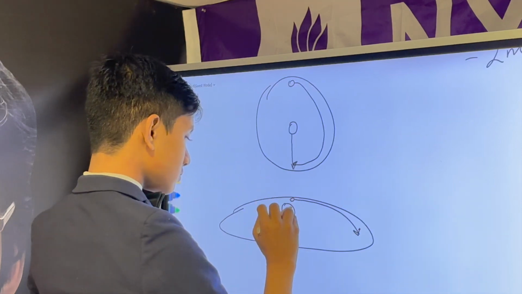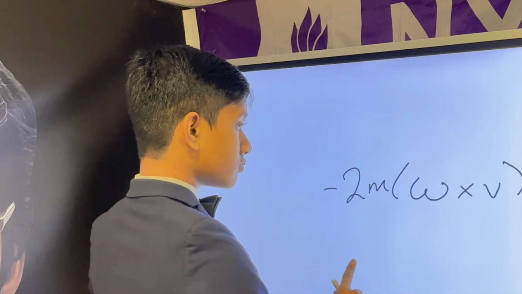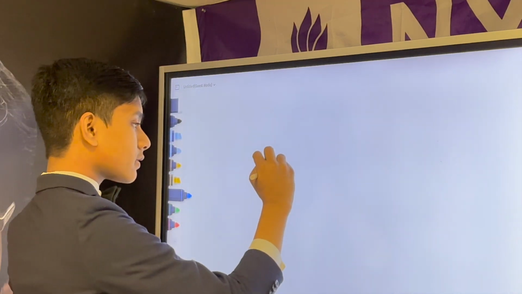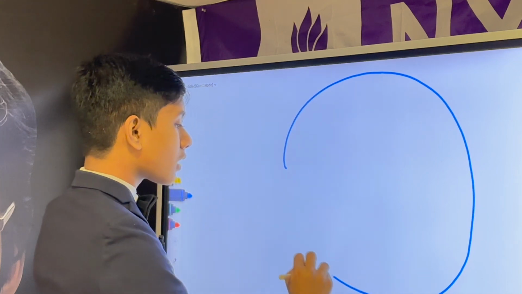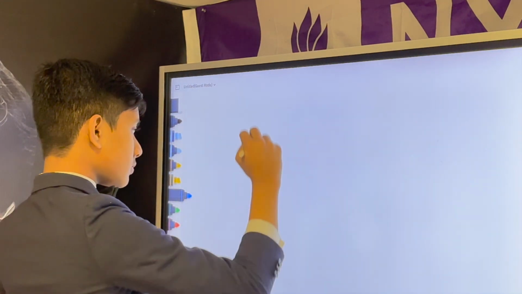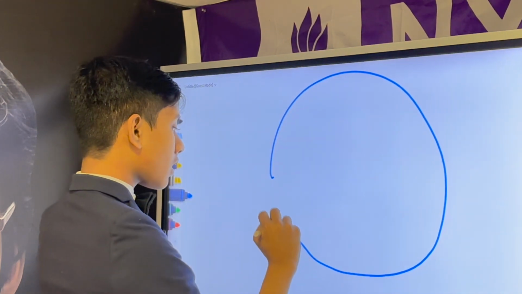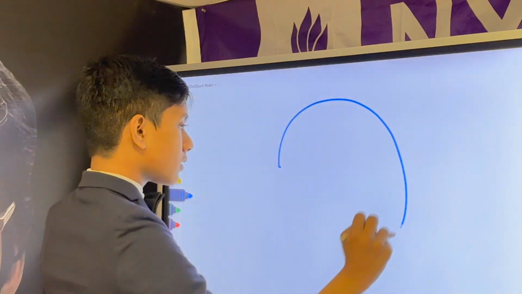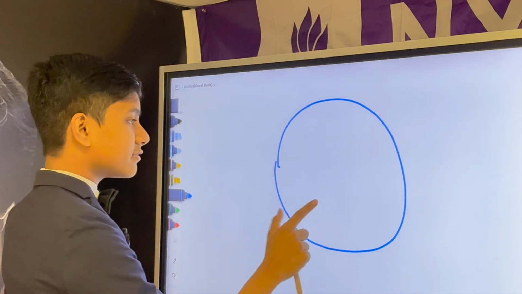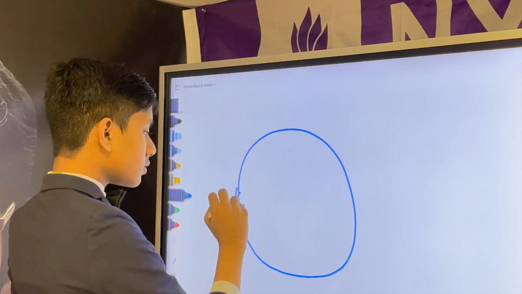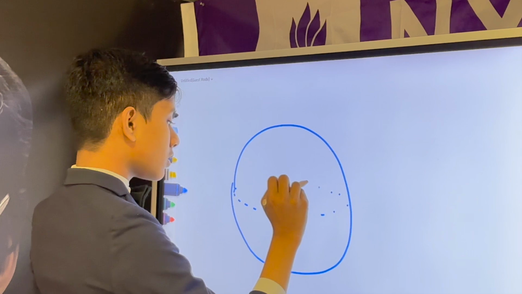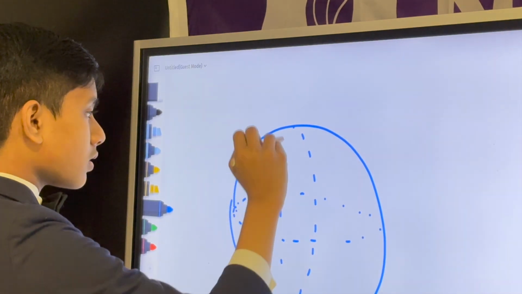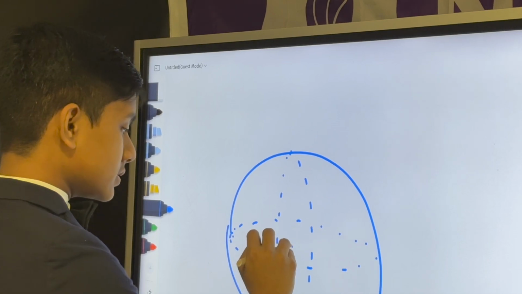So let's say we have the Earth, right? Okay, good enough. So now this is the center of the Earth.